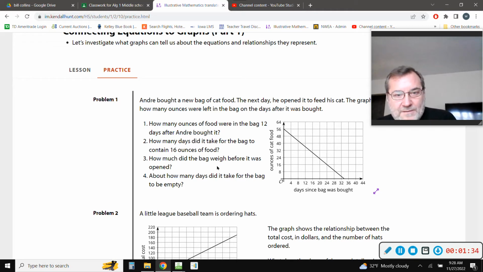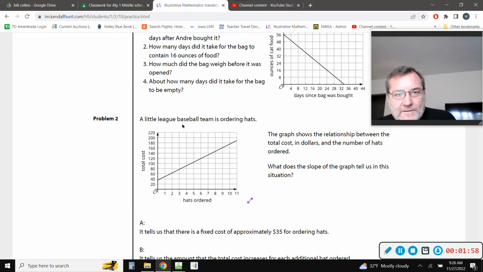How much did the bag weigh before it was opened? Well, before it was opened, at time 0, it looks like 56 ounces of food. And how many days did it take for the bag to be empty? Well, it's empty when it has 0 ounces of food, so you follow it across. It looks like it's about 33, maybe 34 days or so. So, about there. And then look at the next one, problem 2.